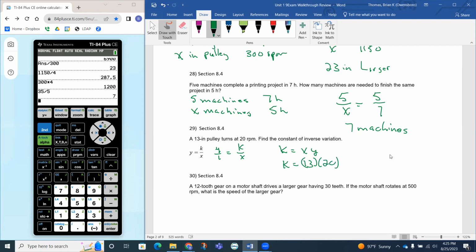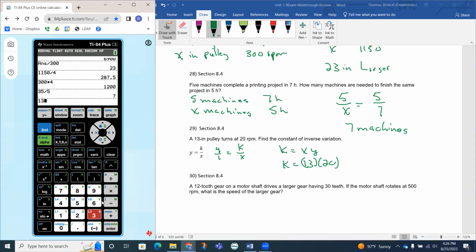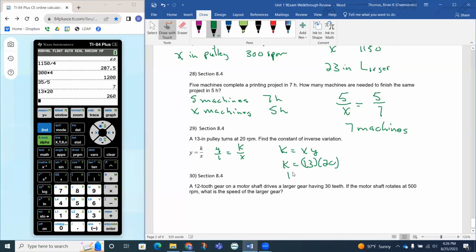So that's going to be inches and also RPMs all tied together there. So 13 times 20, that would be what, 260? So it's going to be 260. So that's going to be what's called the constant of variation. Notice that the units there would be inches and RPMs all go together in that constant of variation.